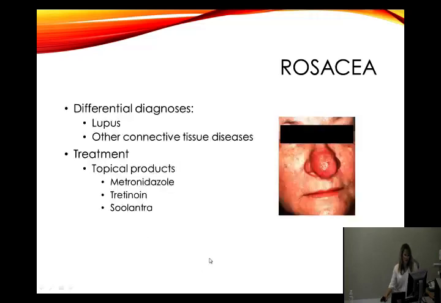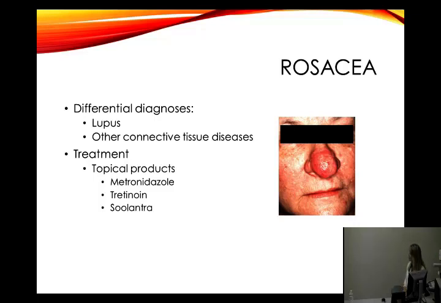So differential diagnosis include lupus or connective tissue diseases. This photo here is of the rhinophyma. You can see the bulbous nose on this person. So you're going to treat it first with some topical products. There are some great things out there. The metronidazole has a gel that's available generic. It's pretty inexpensive where patients use that once or twice a day.